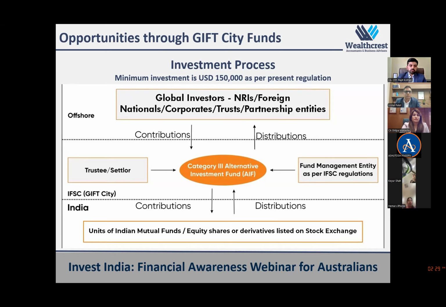The way it would work is that this person, who could be any entity I mentioned, would be investing into the funds set up in GIFT City, called Alternative Investment Funds, which is the technical name of those funds. These funds would then invest into the Indian stock market through the route of Indian mutual funds. So the underlying investment would be into the Indian stock market, but this is how the entire investment would be structured. The minimum ticket size right now to start is 150,000 US dollars.